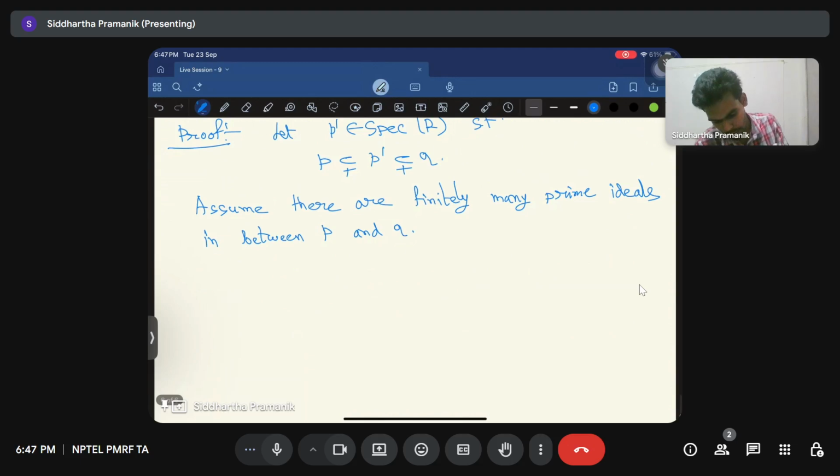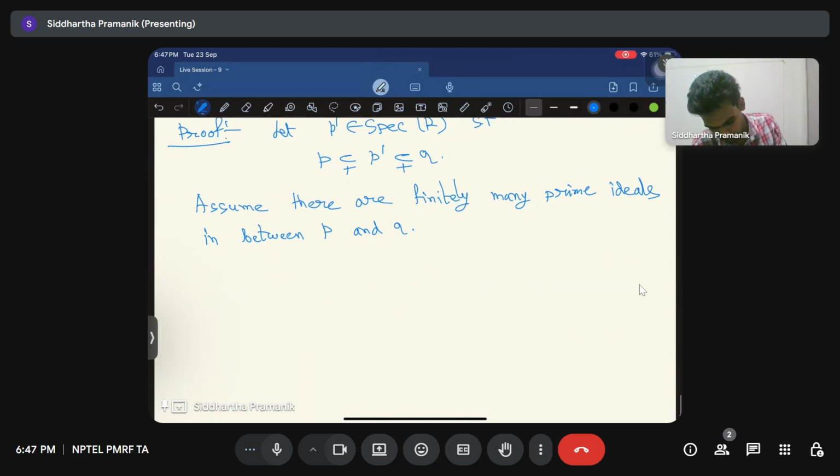So if we replace R by R mod P, then we can assume R is an integral domain because R mod P is an integral domain. So replace R by R mod P.